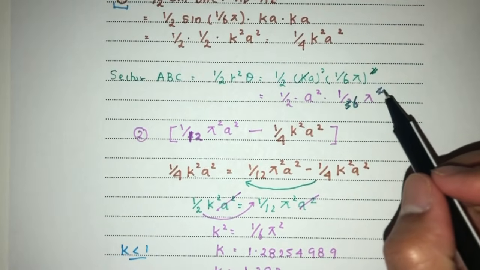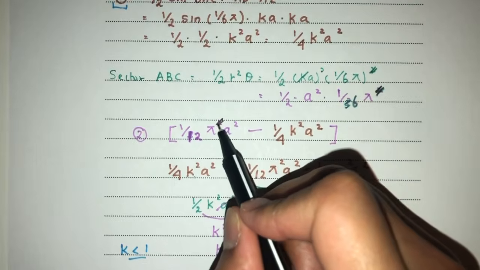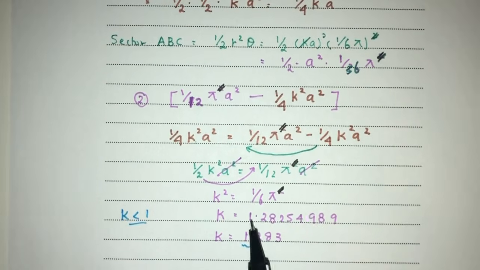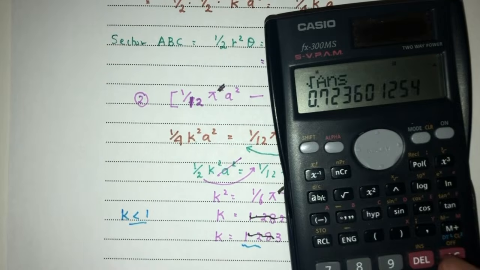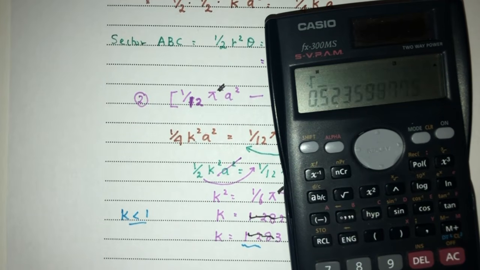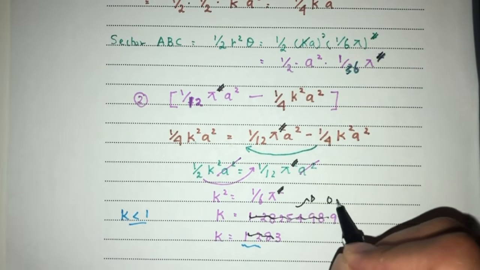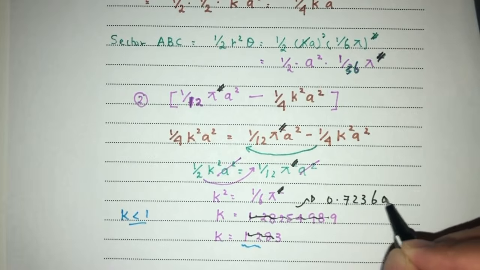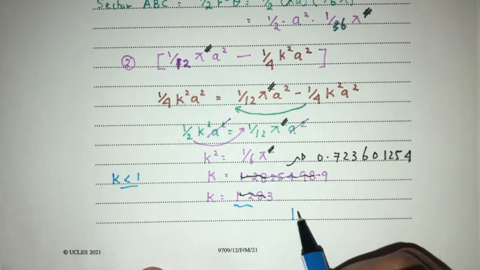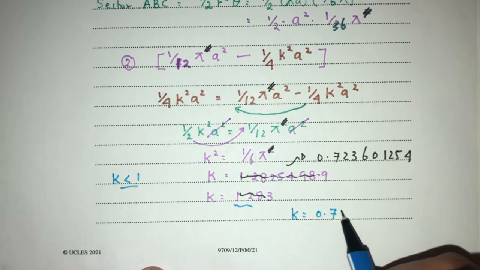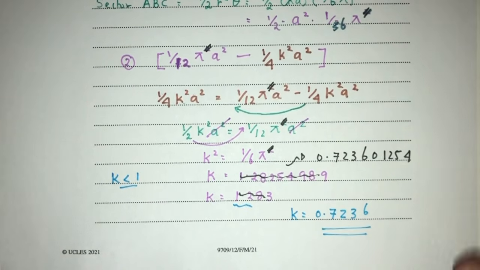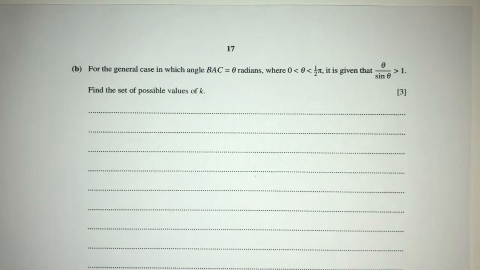Basically the idea was that here we don't have a square, so we have to remove the square from here as well. So this is not the right value. That will be 1 over 6 times pi, which gives this value, and the square root of that will be 0.723601254. But now you have to give your answer to 4 SF, so K has to be 0.7236 to 4 SF. And that is part A of your question number 10. So now let's move on to part B of the question.